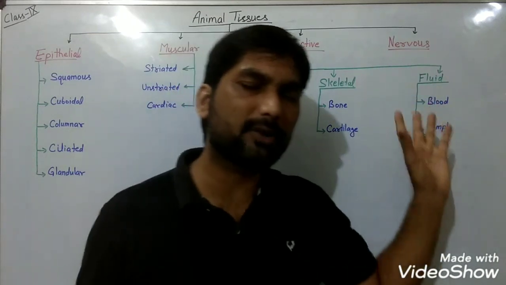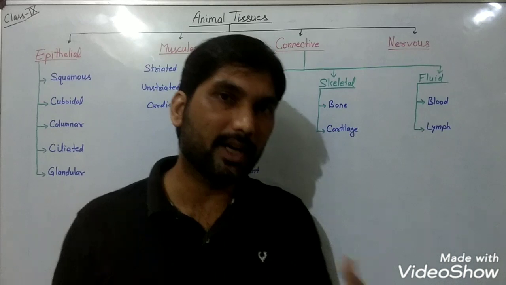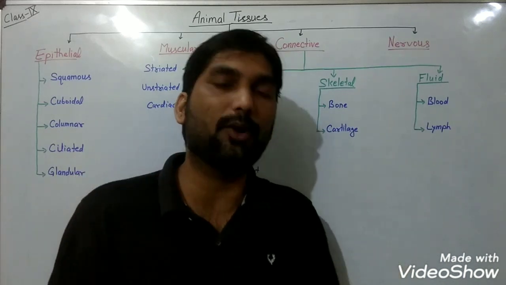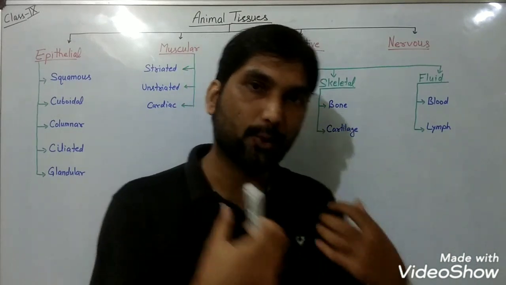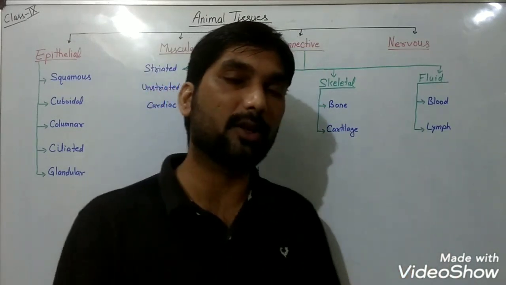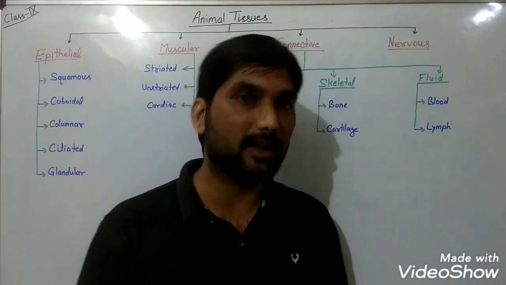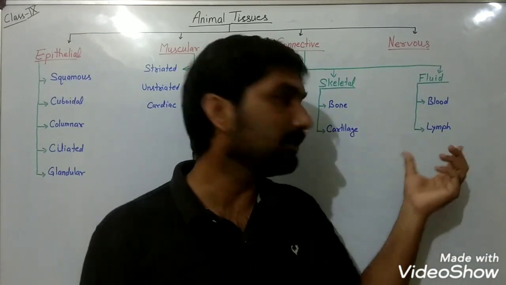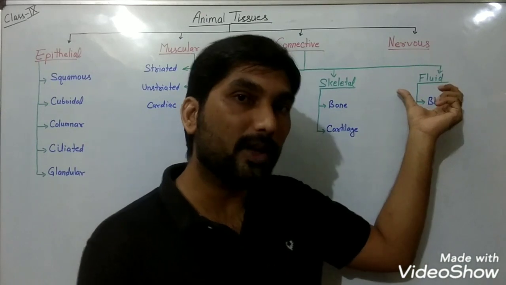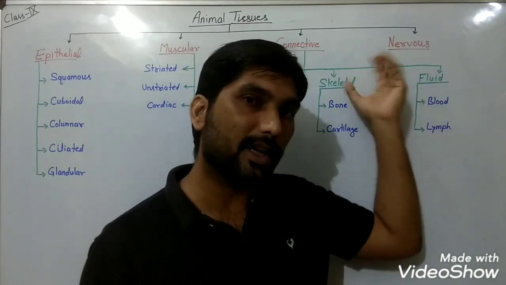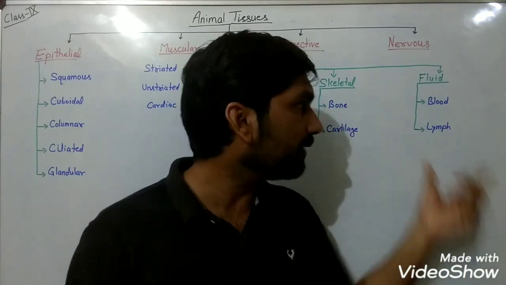This fluid connective tissue is not new for you. You have knowledge about the blood, that the blood passes to each and every cell and tissue of our body, and provides the nutrients and essential substances, as well as takes away the waste materials. And this blood is considered as what? Since it is in the form of liquid, in the form of fluid, this is known as fluid connective tissue.